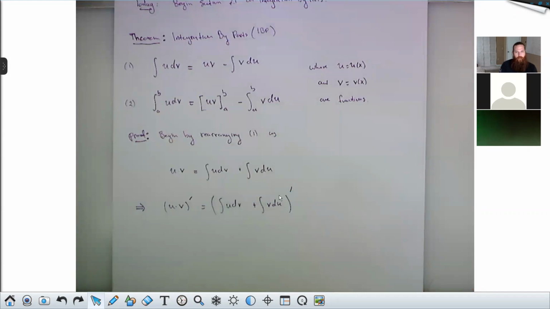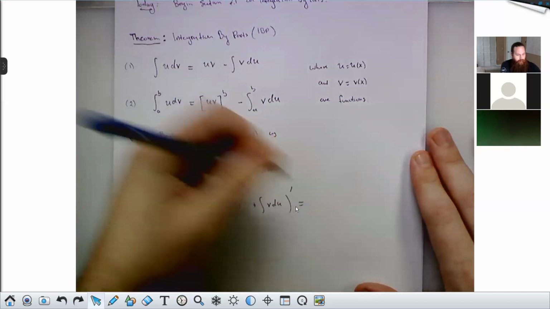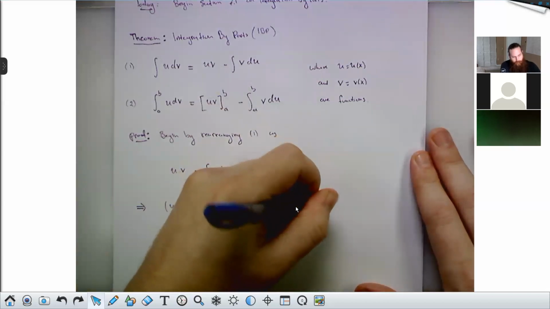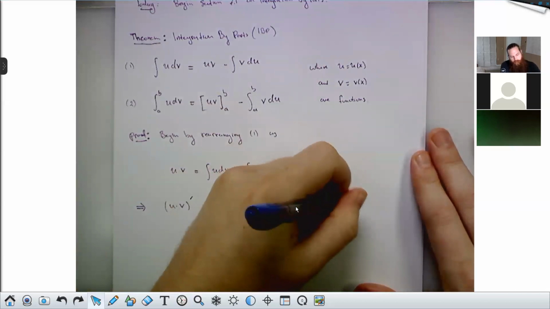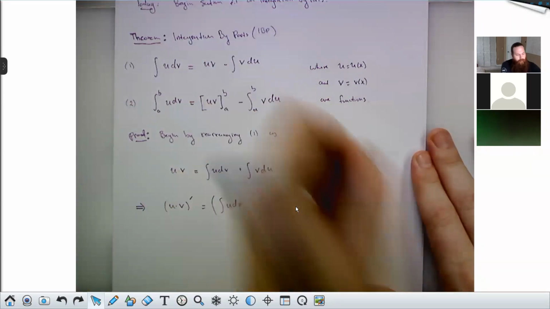Well, remember that taking a derivative and taking an indefinite integral, those are opposites. They undo each other, right? Like the integral of x is x squared over 2, and the derivative of that is back to x. So the integral of u dv, all primed, is just u times dv. The integral of v times du, all primed, is just v times du. So this is u times dv plus v times du.